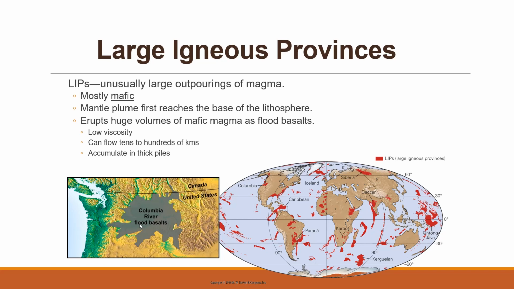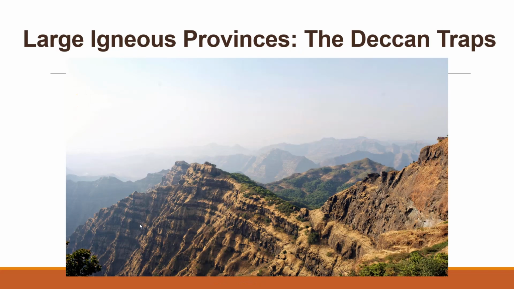These will be low viscosity. They can flow tens to hundreds of kilometers. They will accumulate in very thick piles, and they again can change the face of the planet because they will change the weather patterns, climate patterns. An example of an ancient one would be the Deccan Traps in India. There are many examples of these. Here we see these large, thick outpourings of mafic material. That's the darker material in here.